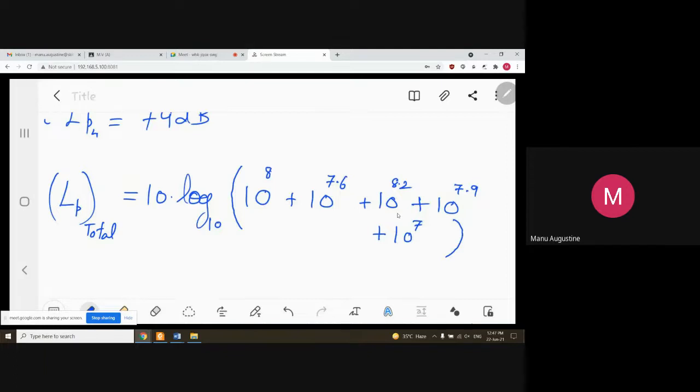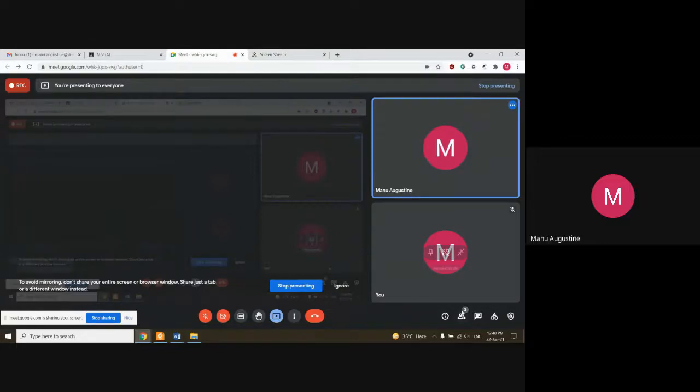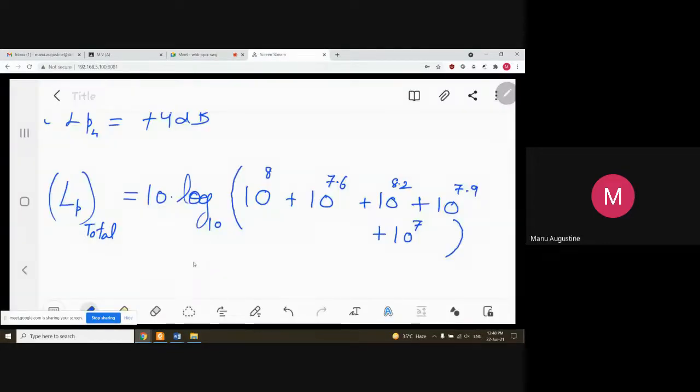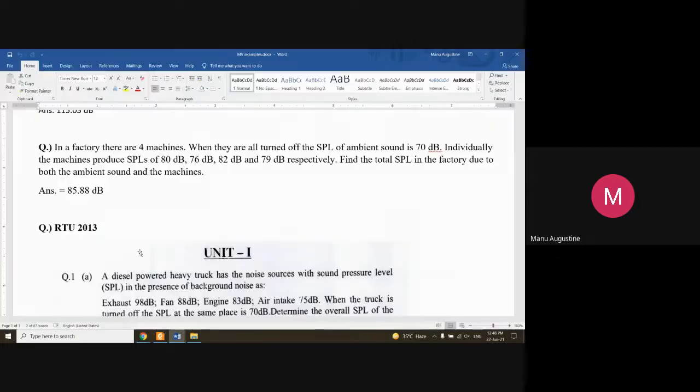Now this is just a simple matter of performing the calculation on your calculators. If your answer is correct, you should get 85.88 decibels. This is the correct answer.